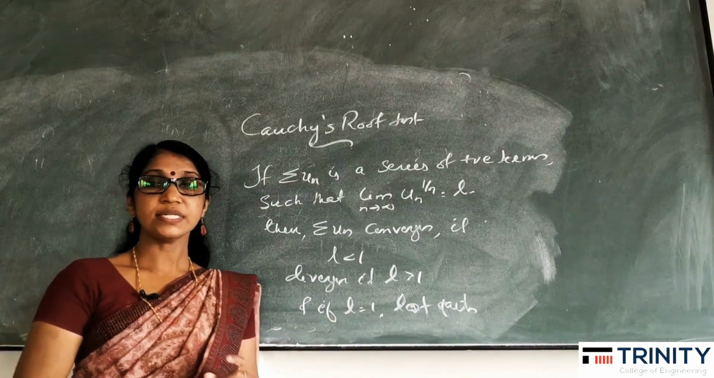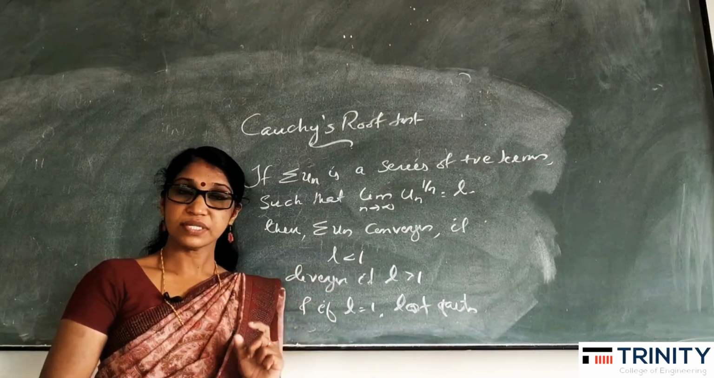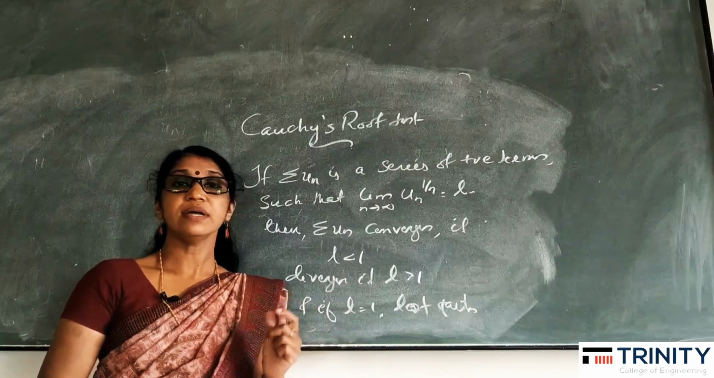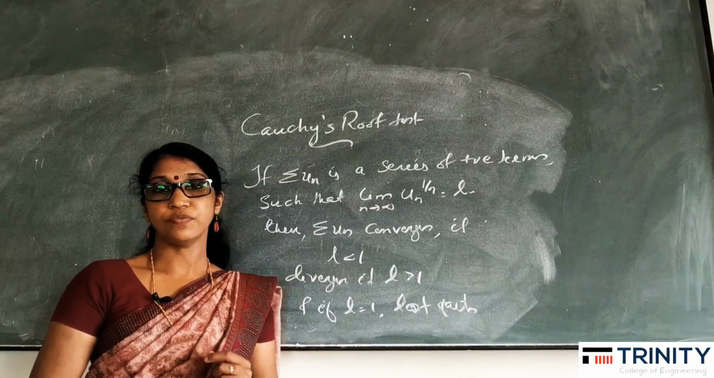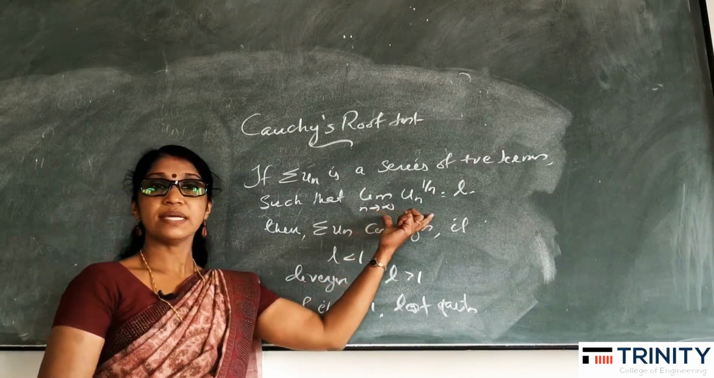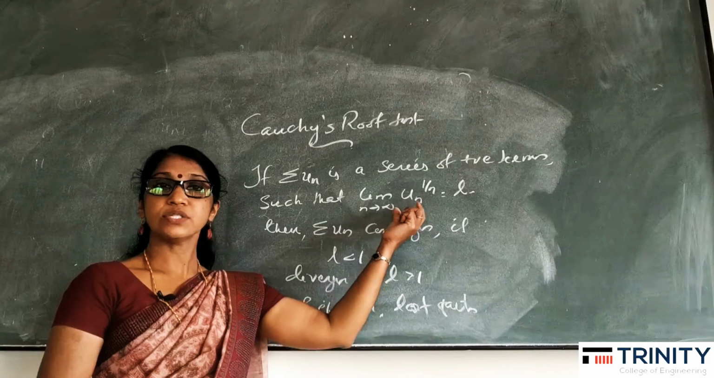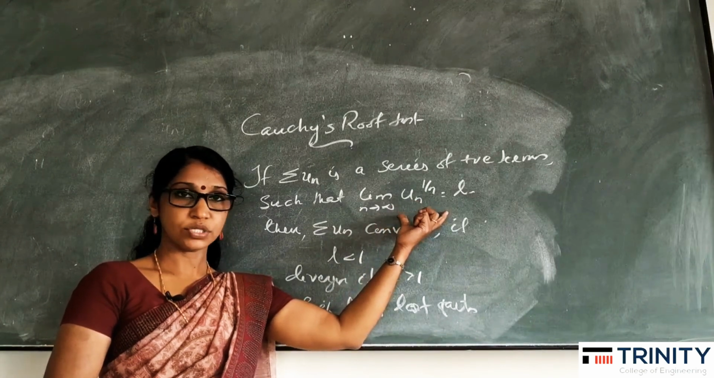So like the ratio test, here also the series converges if L is less than 1 and diverges if L is greater than 1, and the test fails if L is equal to 1, and the formula is limit n tends to infinity un raised to 1 by n is equal to L. This is Cauchy's root test.